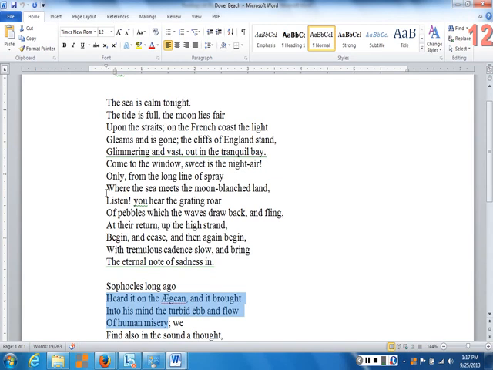We know French coast, we know about France and cliffs of England, we know about England, and we know about oceans and tides and waves and beaches and so on. All of those things are familiar. Sophocles and Aegean, well, if you don't know what they are, look them up. Aegean is the ocean around the country of Greece. All right, well, that's in relation to England. The Aegean Sea is to the south and to the east.